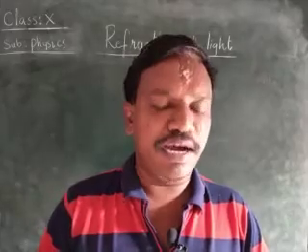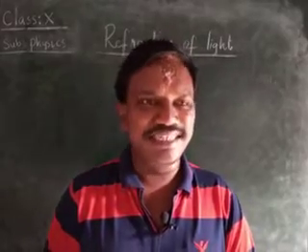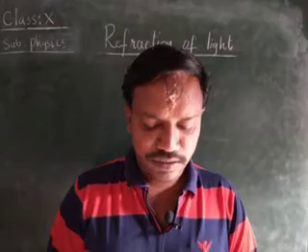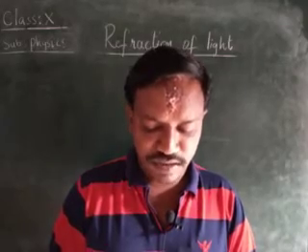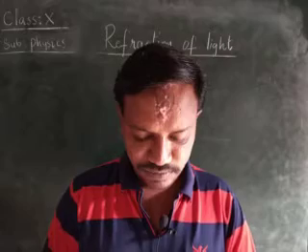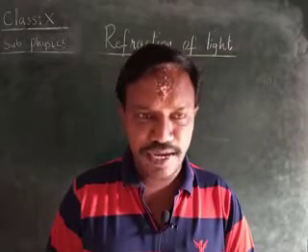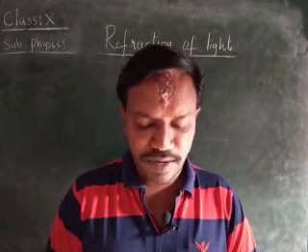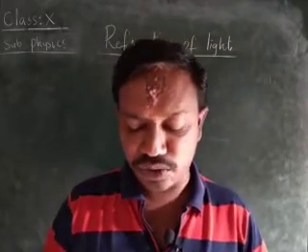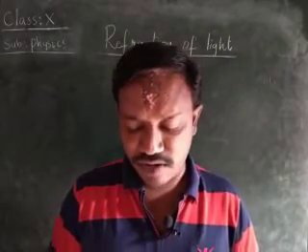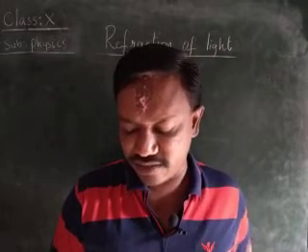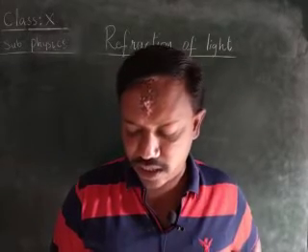Lens formula is 1 by f is equal to 1 by v minus 1 by u, children, where f is the focal length of the lens, u is the object distance, and v is the image distance. Next, lens maker's formula is 1 by f is equal to n minus 1 into 1 by r1 minus 1 by r2, where r1 and r2 are the radii of curvature, n is the refractive index and f is the focal length, children.